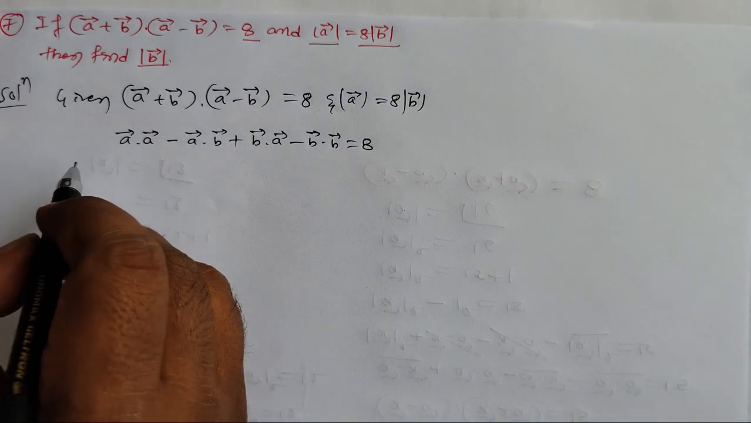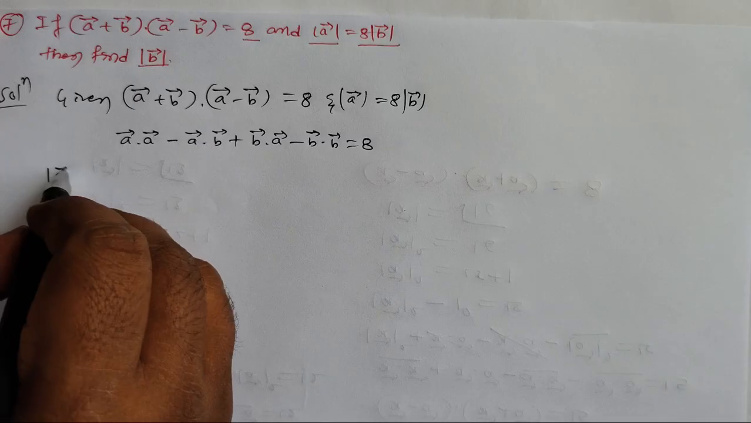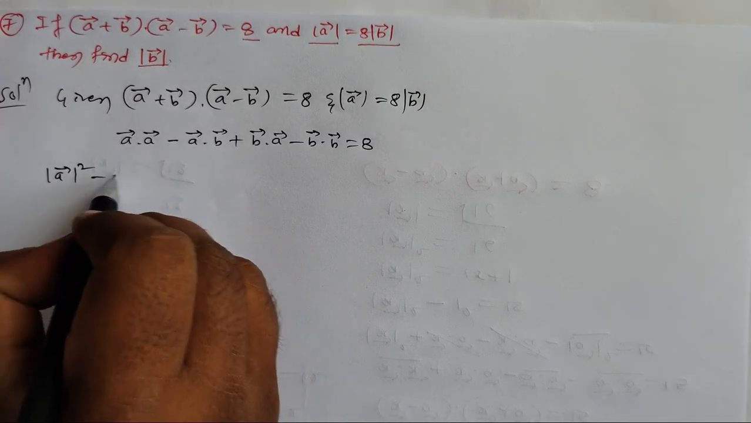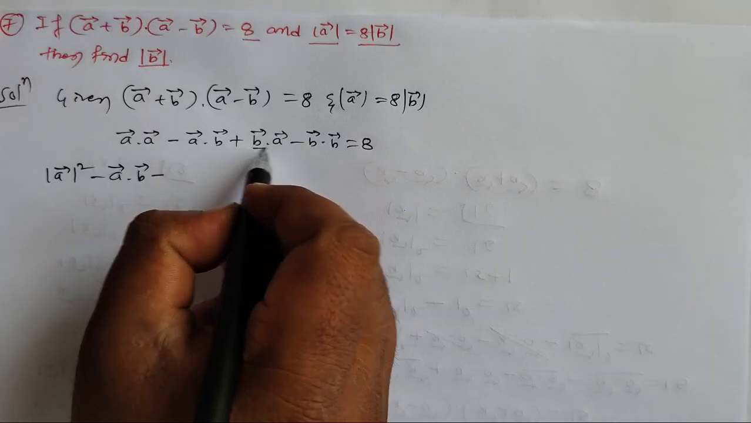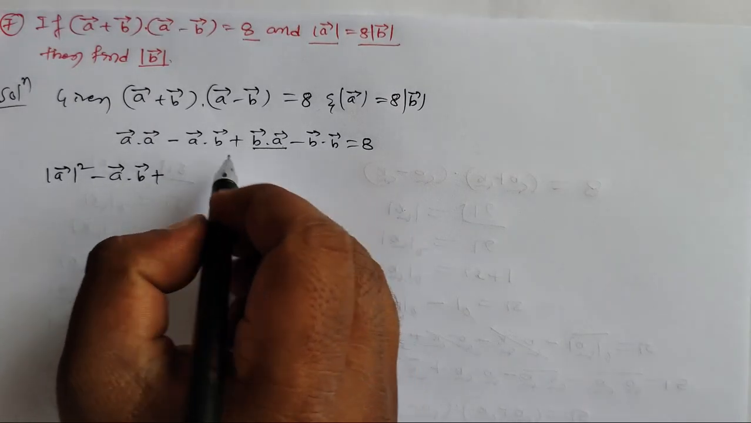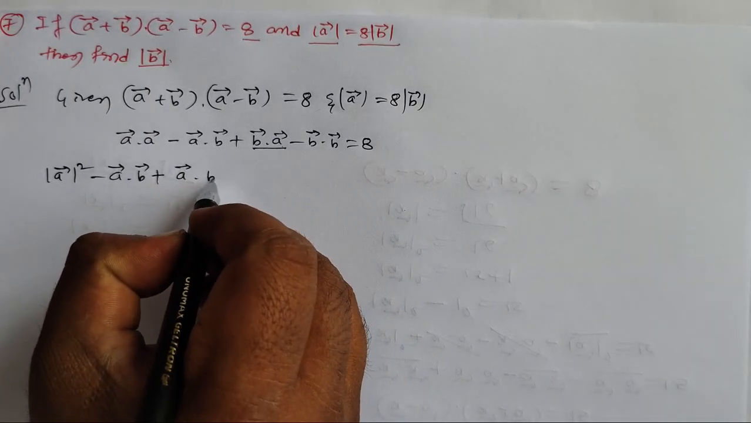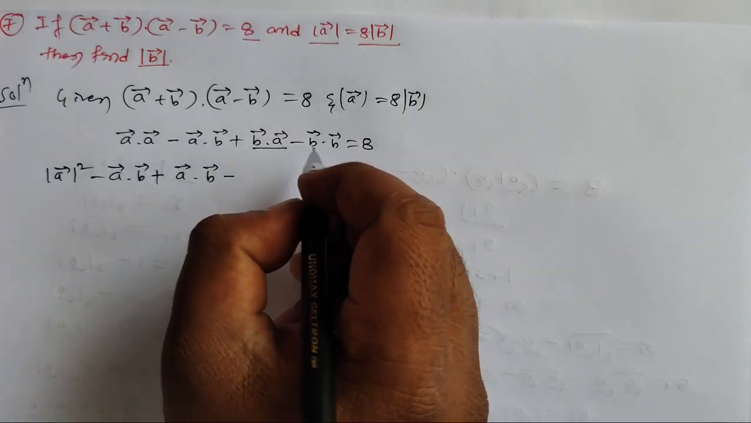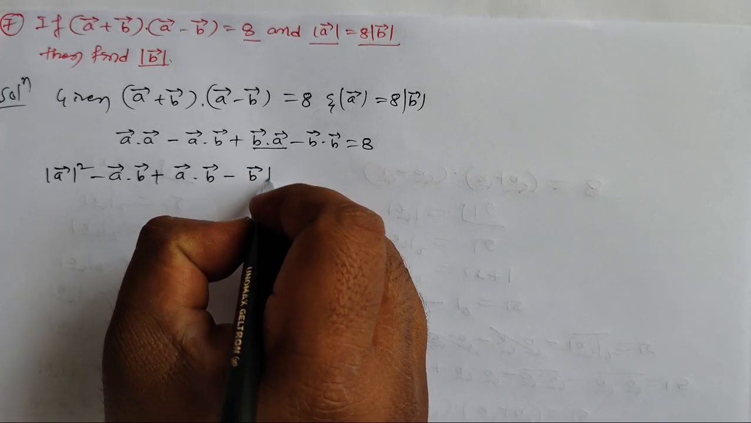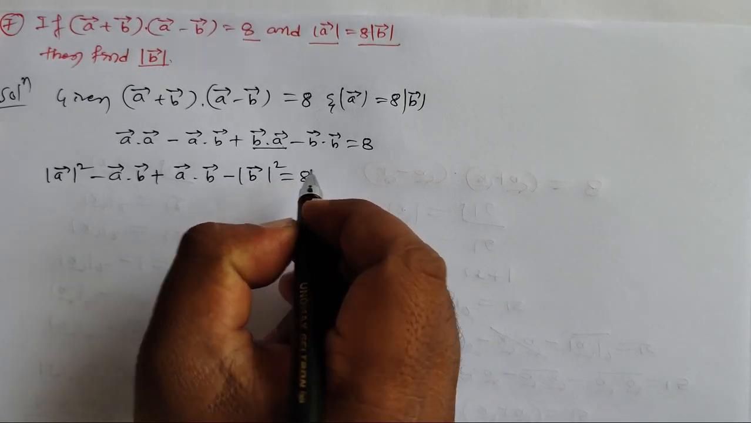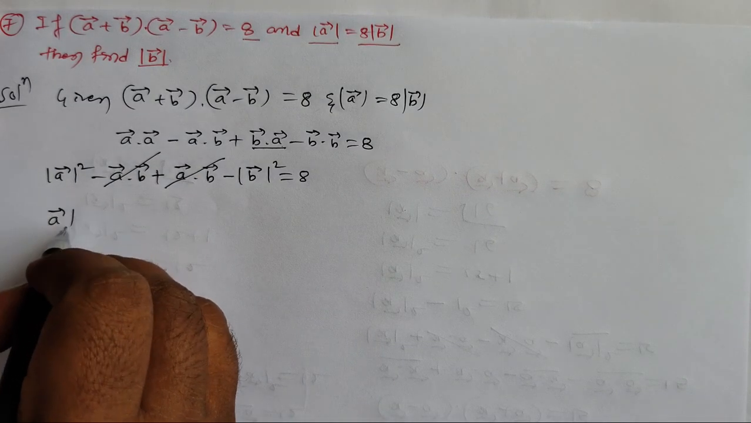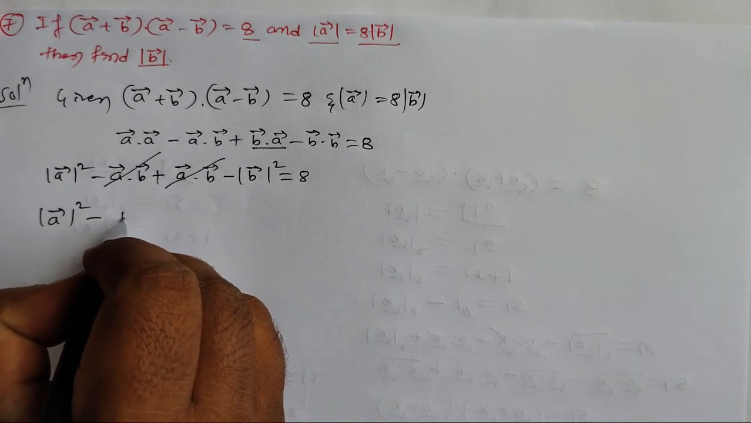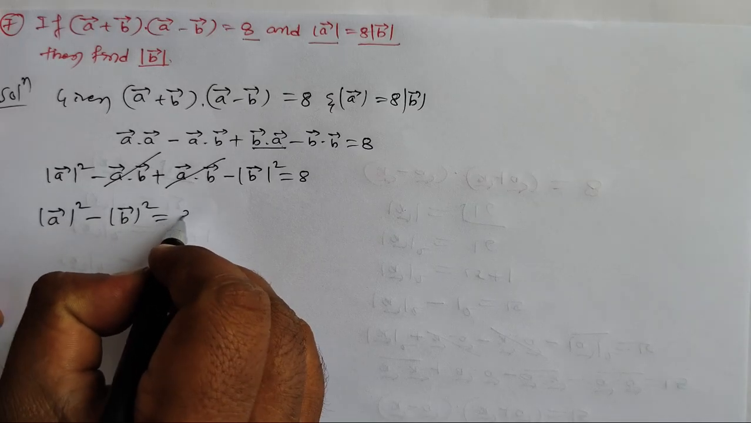So next, a vector dot a vector is equal to magnitude of a square, minus a vector dot b vector, plus b dot a. I can write it as a vector dot b vector, minus b vector dot b vector, that is magnitude of b square, equal to 8. And these two cancel, so magnitude of a vector whole square minus magnitude of b vector whole square is equal to 8.